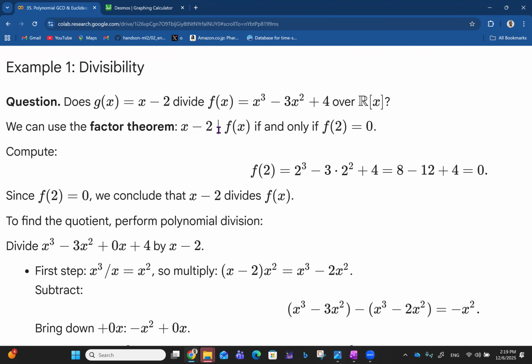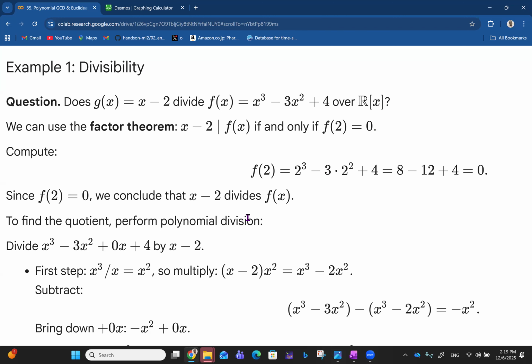So let's do that. You have 2 raised to power 3 minus 3 times 2 squared plus 4. So 2 raised to power 3 is 8. 3 times 4 is 12, then plus 4. So 8 plus 4 is 12. 12 minus 12 is 0. So since f of 2 is 0, we conclude that x minus 2 divides f of x. We've done this plenty of times.